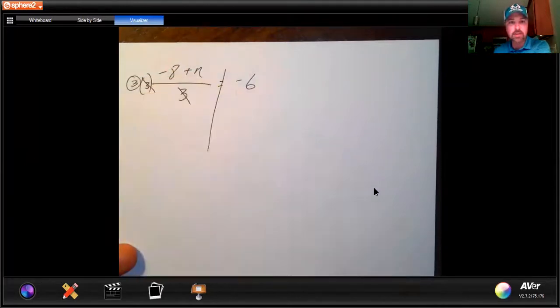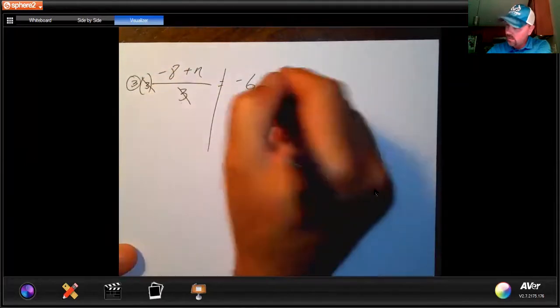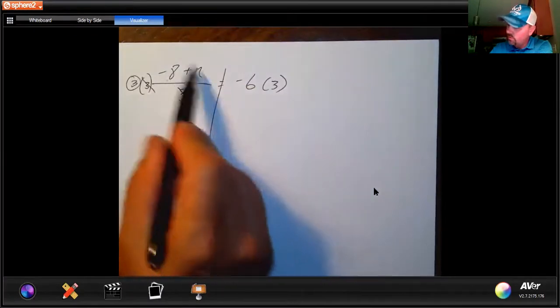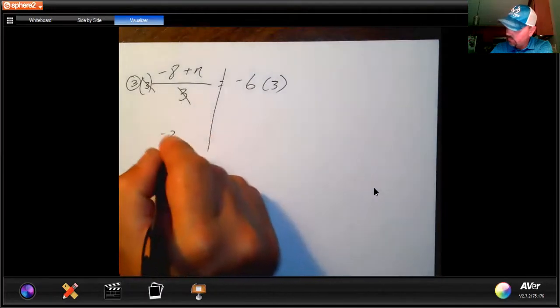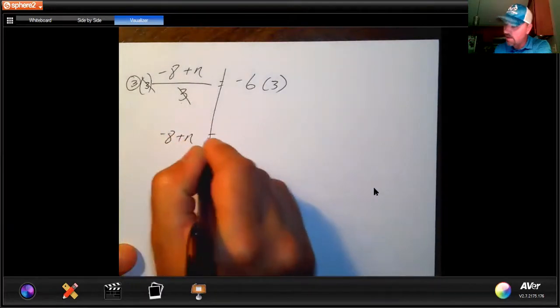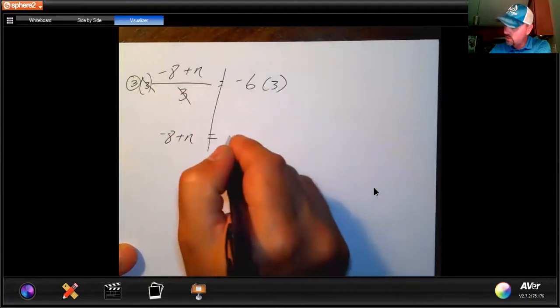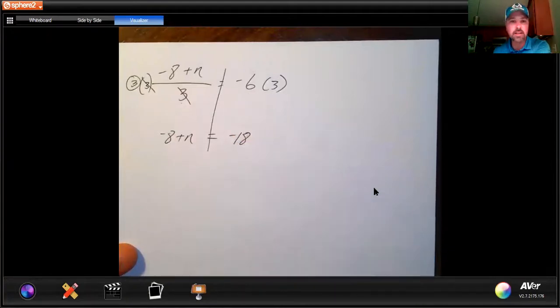When I do, it cancels that out. Keep it balanced by multiplying the other side by 3 as well, okay? So this is going to come down. Your equal sign comes down, and then -6 times 3 is -18. So there's my next line.